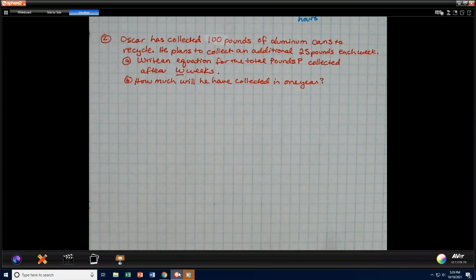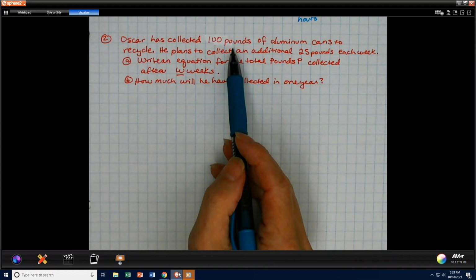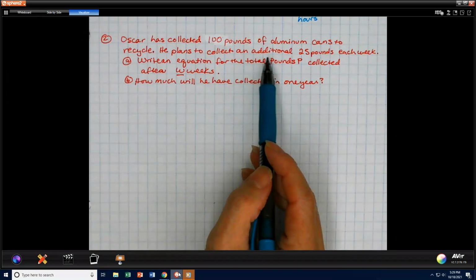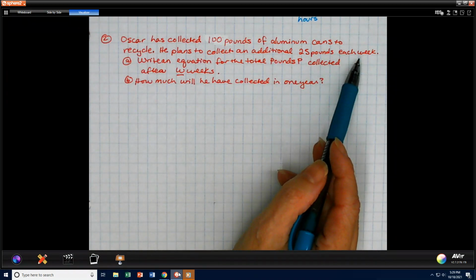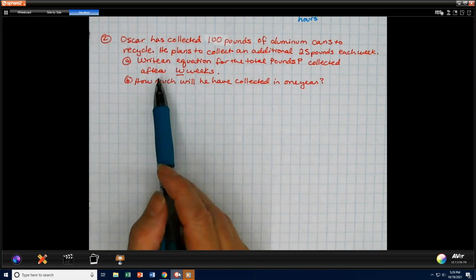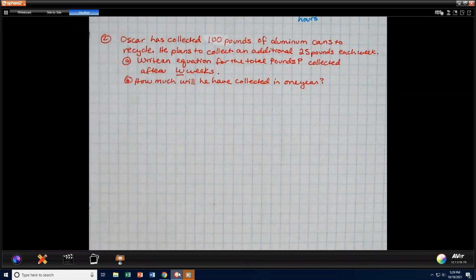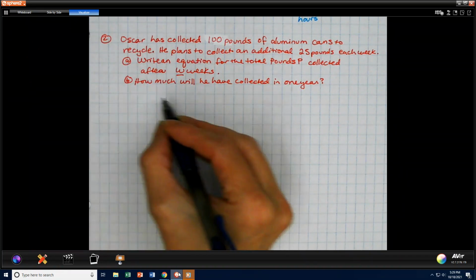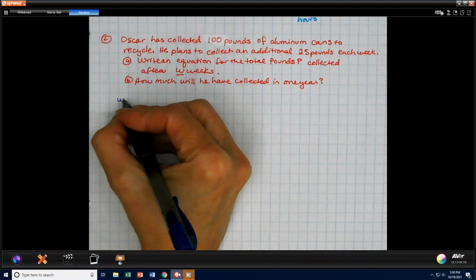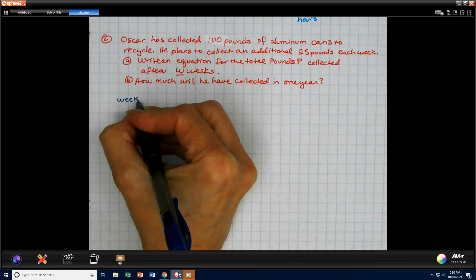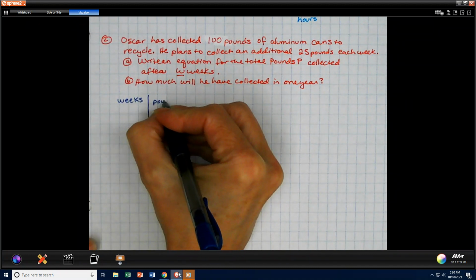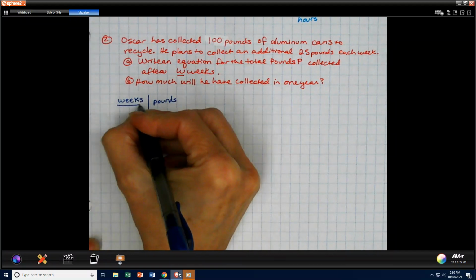Oscar's collected 100 pounds of aluminum. That's what he's starting with. He plans to collect an additional 25 pounds each week. We want to write an equation for the total pounds collected after W weeks. And then we want to figure out how much he'll have collected in 1 year. So again, time is always my independent variable. But how many pounds he's collected depends on how much time has passed.